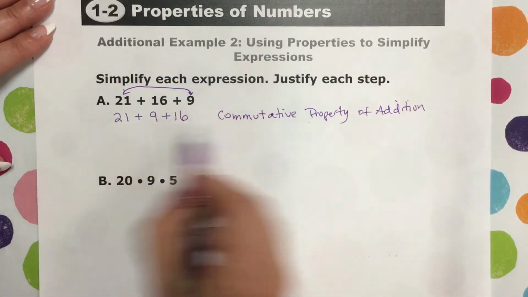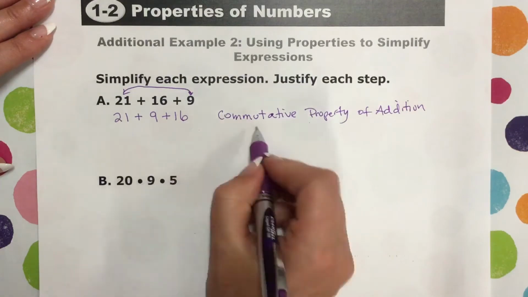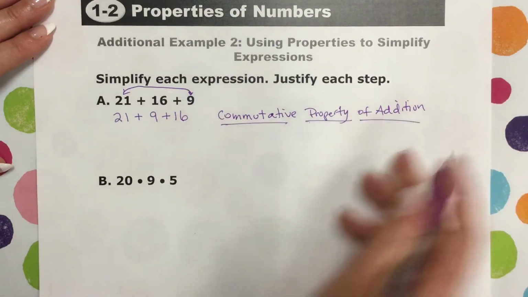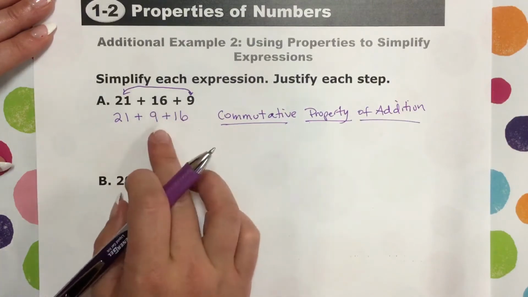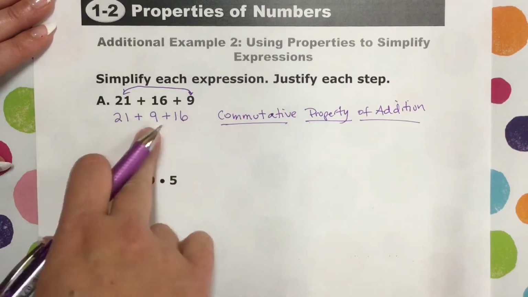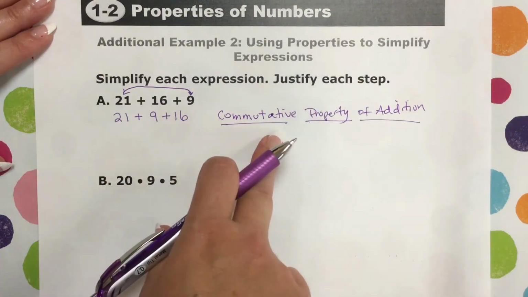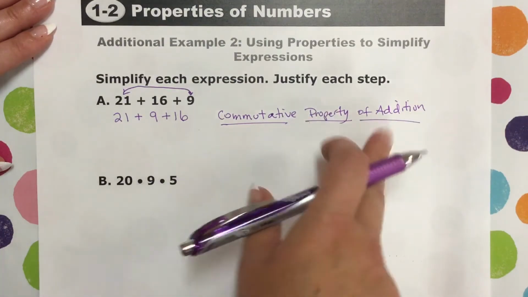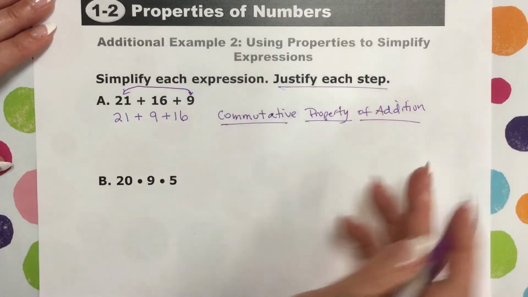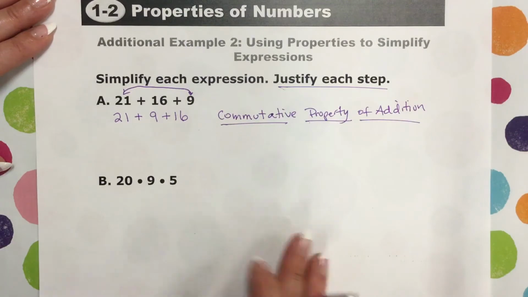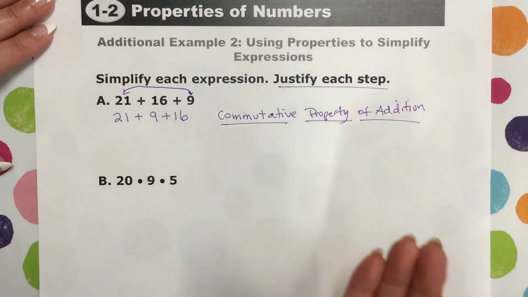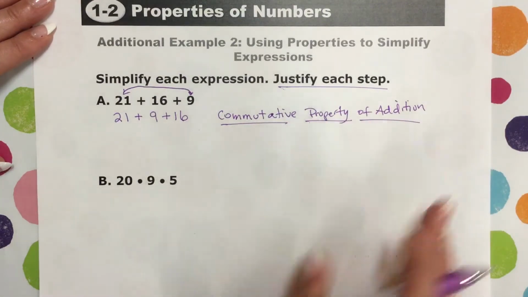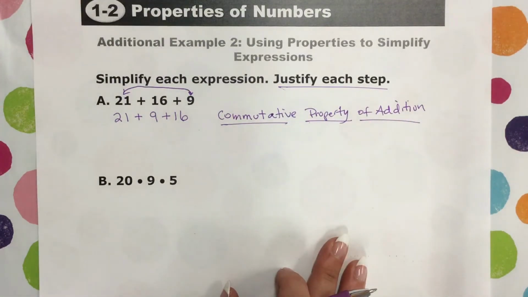So we're solving the expression and we're justifying. So when we are saying the reason why we're doing something, I'm saying, hey, I'm switching the 16 plus the 9, instead I'm going to write it 9 plus 16. Well, the reason why I can do that is because of the commutative property of addition. So that's basically what justify each step means. Like when you do something, why are you doing it? What's the reason why you're doing it? And the reason why you're doing it is because of the commutative property of addition.